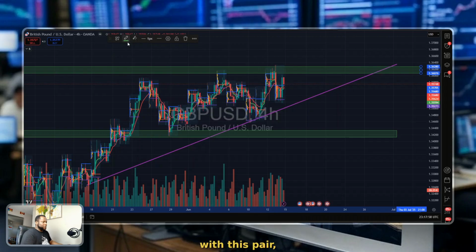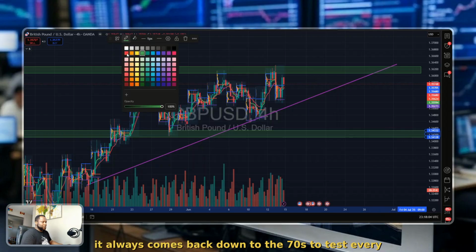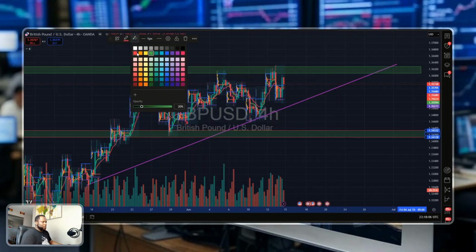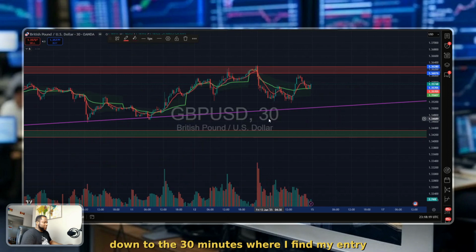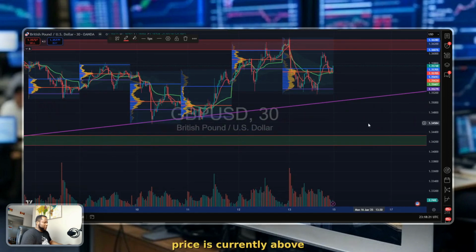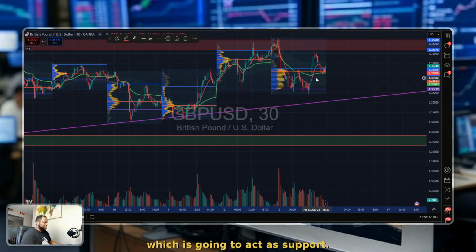But with this pair, I find that when price breaks above a figure, it always comes back down to the 70s to test a retest or whatnot. So we have that. Give me a second. That is definitely an area for a sell. If you're looking at this resistance here, down to the 30 minutes where I find my entry, price is currently above 9 EMA and also above VWAP, which is going to act as support.